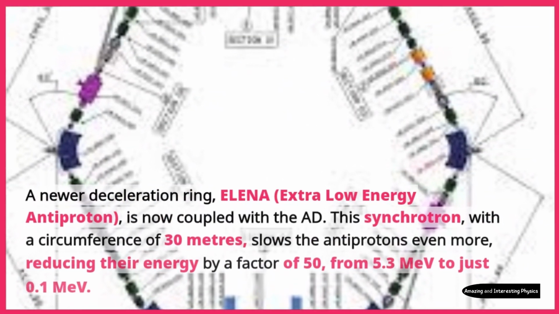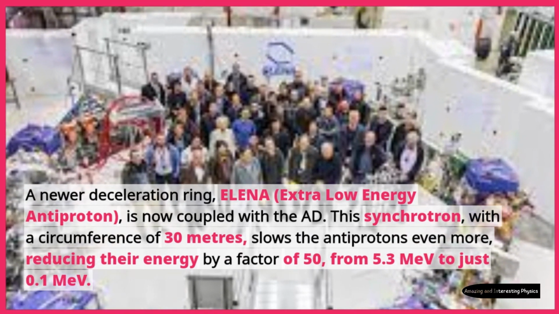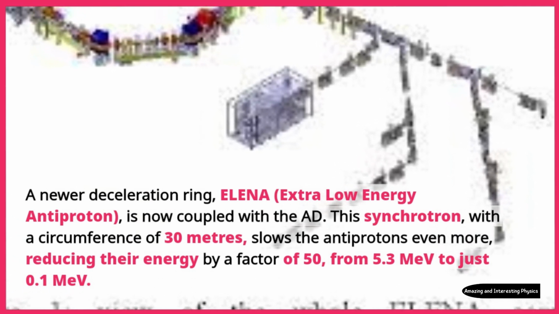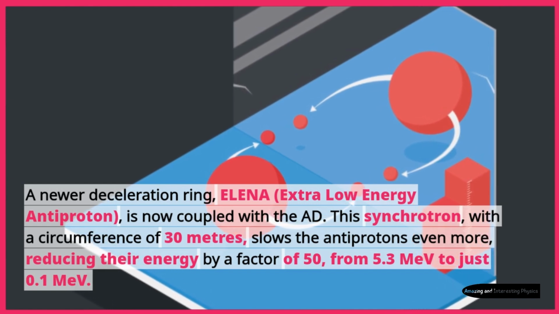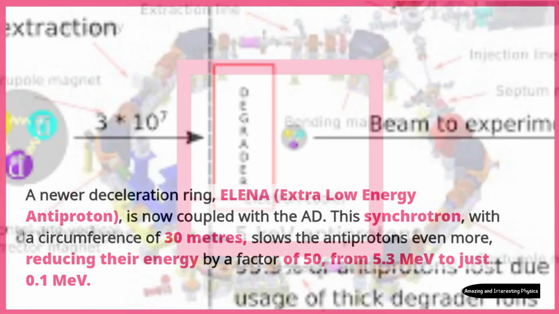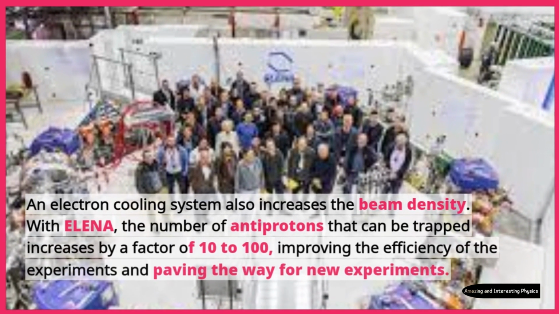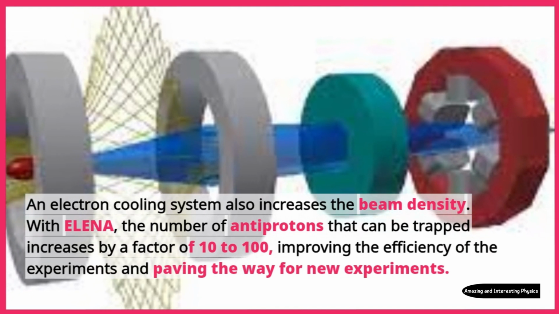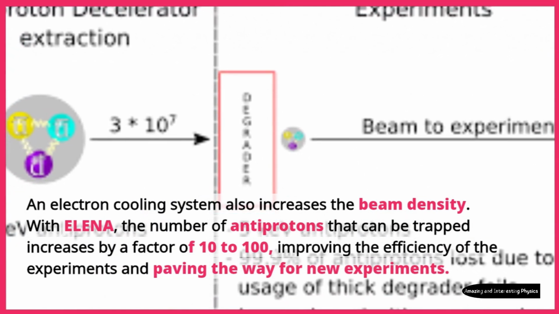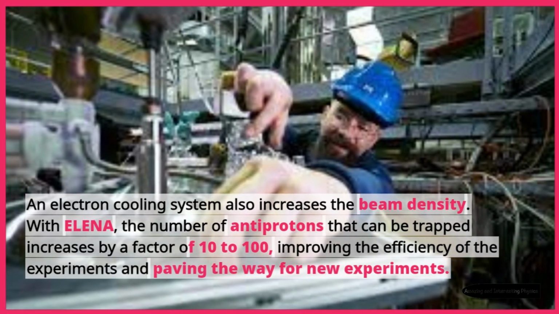A newer deceleration ring, ELENA, Extra Low-Energy Antiproton, is now coupled with the AD. This synchrotron, with a circumference of 30 meters, slows the antiprotons even more, reducing their energy by a factor of 50, from 5.3 MeV to just 0.1 MeV. An electron cooling system also increases the beam density. With ELENA, the number of antiprotons that can be trapped increases by a factor of 10 to 100, improving the efficiency of the experiments and paving the way for new experiments.